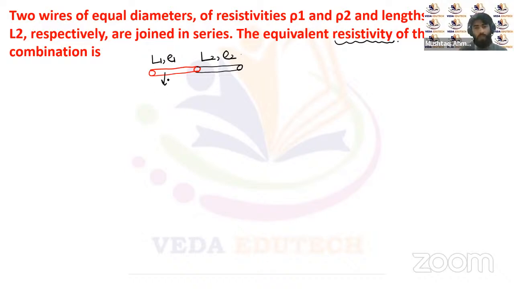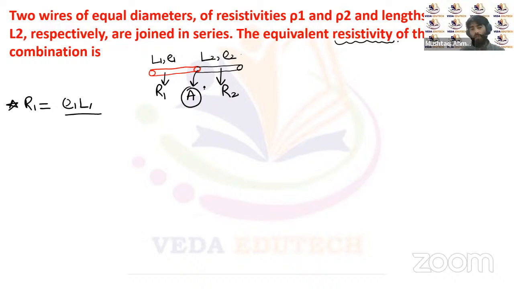So let's try to calculate the resistance of each wire. Let's suppose the resistance of this wire is R1. It will depend upon the length, so R1 is rho 1 L1 over A. These wires can only be joined together if their area of cross section is the same, equal to A. If they had different areas of cross section, we would not be able to join them together. Similarly, R2 will be equal to rho 2 L2 over A.